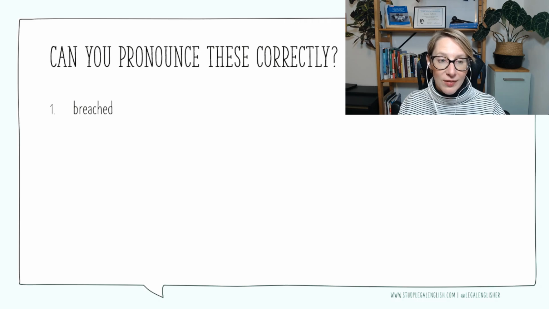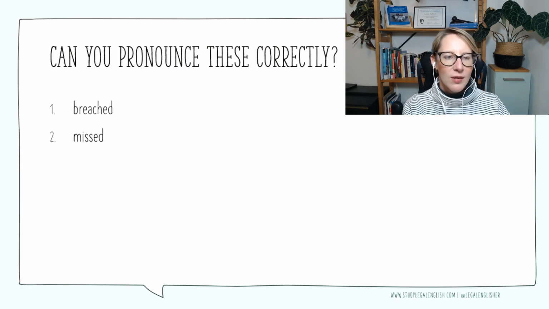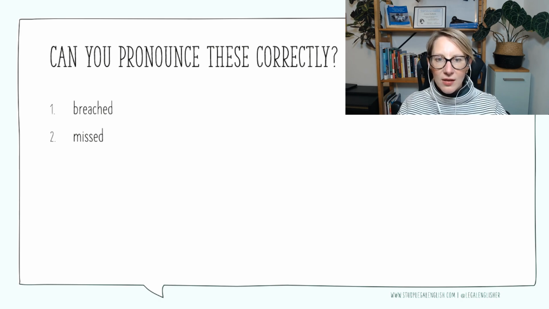Reached. It's got a T ending because the word itself ends in a ch, and the ch, we don't engage the vocal cords, right? What about this one? This one is missed, missed. Again, you don't engage the vocal cords, right? So it's got a T ending.